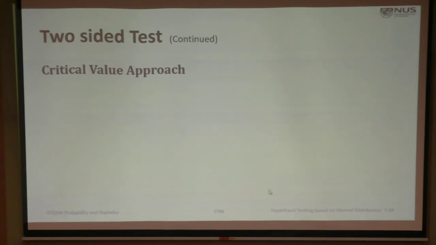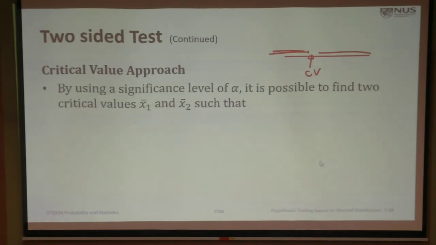So first, let's discuss the critical value approach. Remember, the critical value approach divides the region into two parts. One is the rejection region, the other is the acceptance region. For a two-sided alternative, unfortunately, there are two critical values. This part is the acceptance region, and this part and this part are the rejection region. So we have two critical values, this x1 bar and x2 bar.